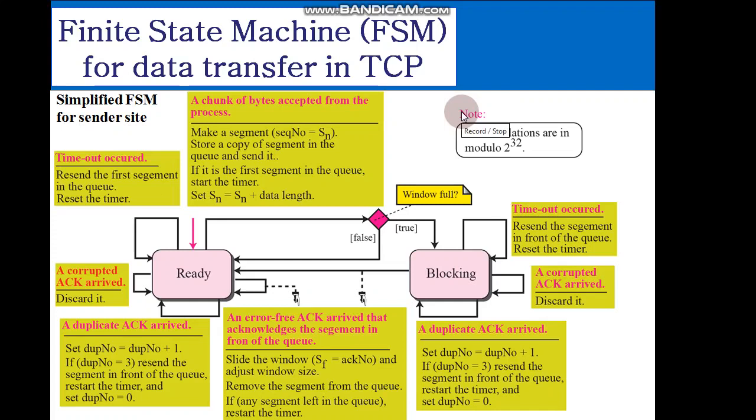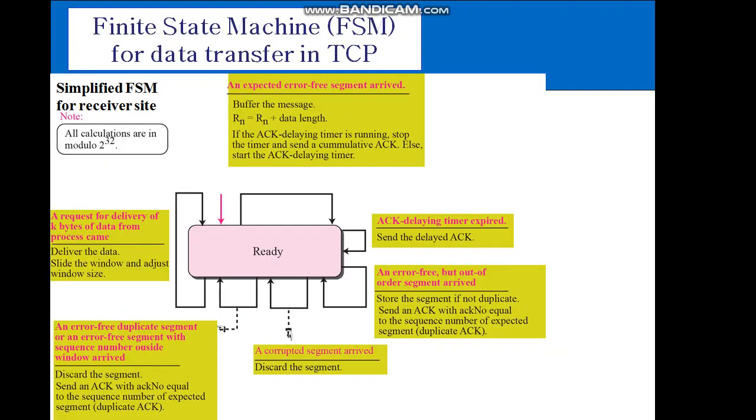Welcome back. In the previous session, we have seen the finite state machine for the data transfer in TCP from the sender side. Now we'll try to see the FSM for the data transfer in TCP from the receiver side. In the receiver side, when an expected error-free segment arrives, it will buffer the message, and if the acknowledgement delaying timer is running, it will stop the timer and send a cumulative acknowledgement. Else it will start the acknowledgement delaying timer, because it has to wait for the other segment to be sent.